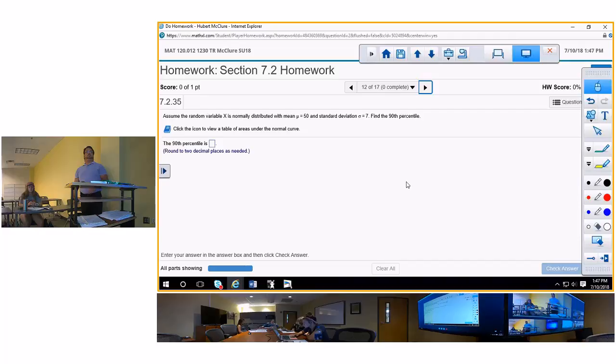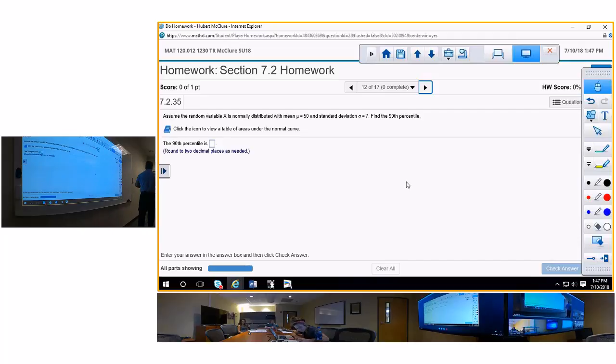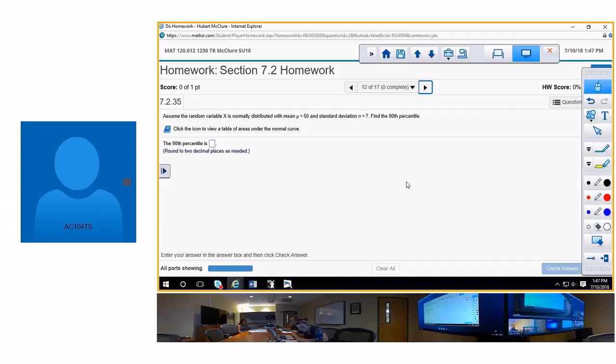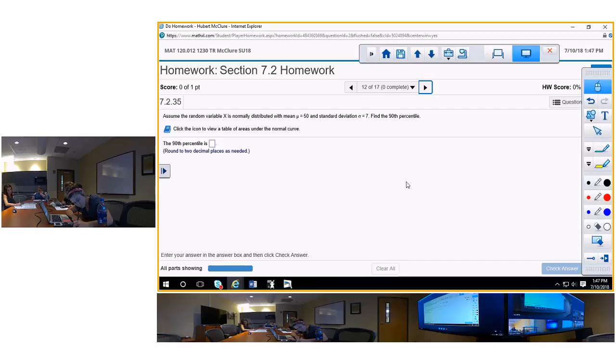Sketch it. I want you to sketch it. It is the blah, blah, blah, blah, mean of 50 and a standard deviation of 7. Find the 90th percentile. Picture.